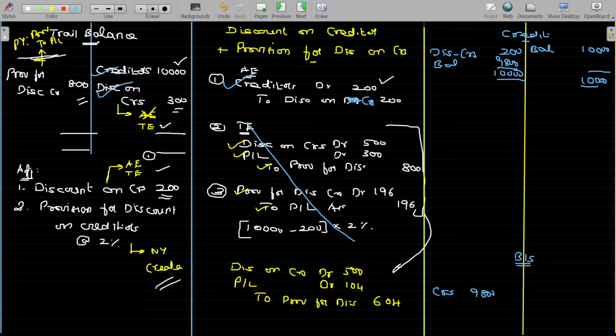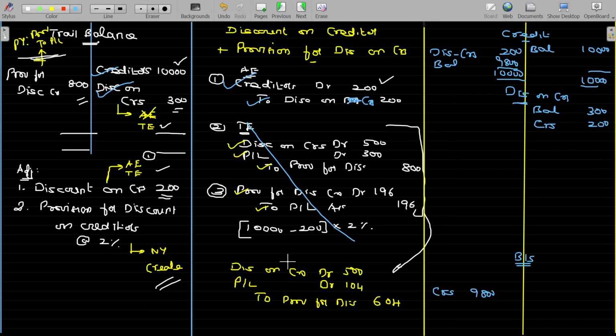And now we'll move on to the discount on creditors. Start with the credit balance, value being 300. Because of the first journal entry, again we are posting in the credit side as by creditors, value rupees 200.